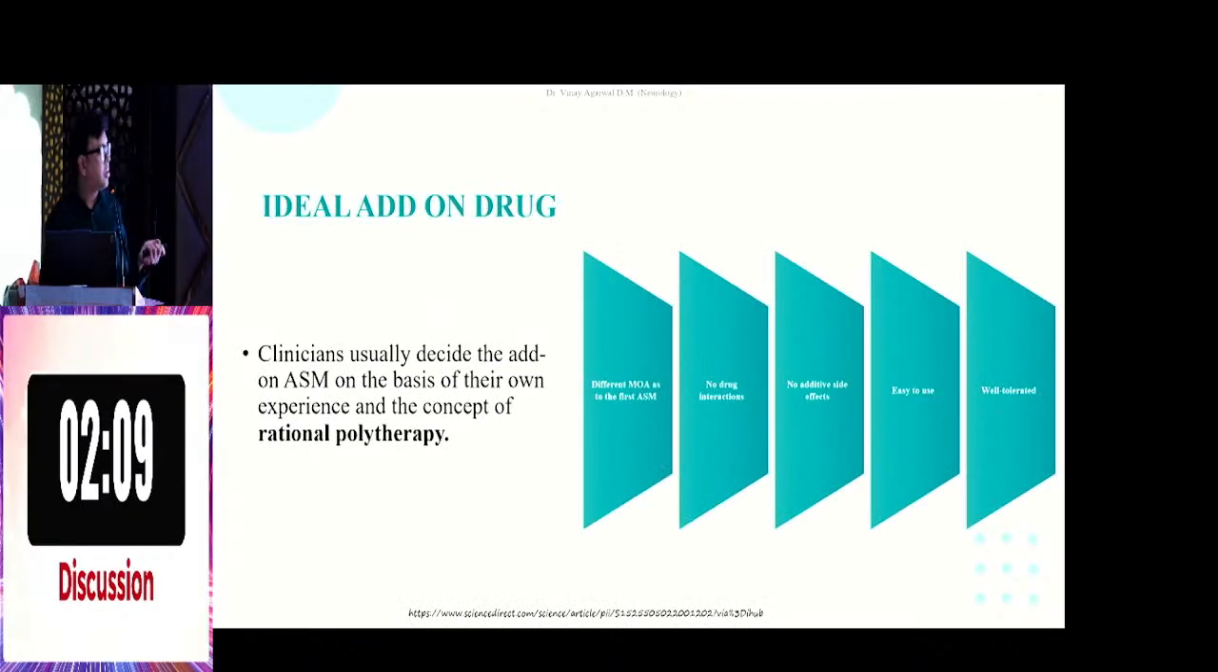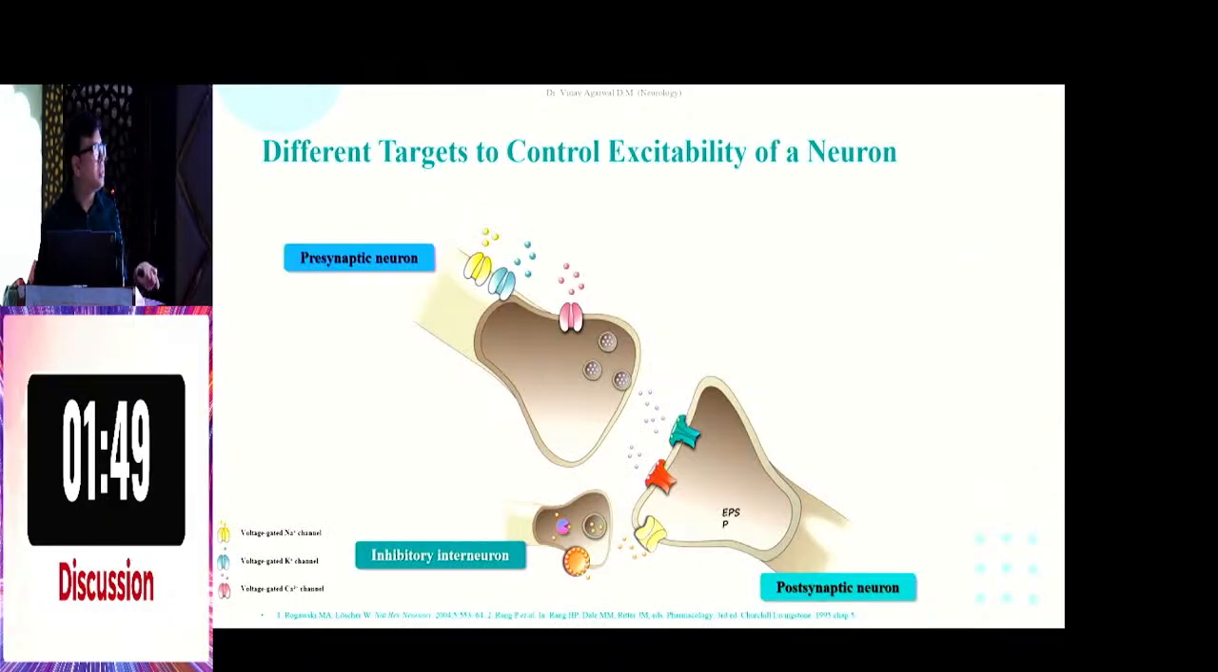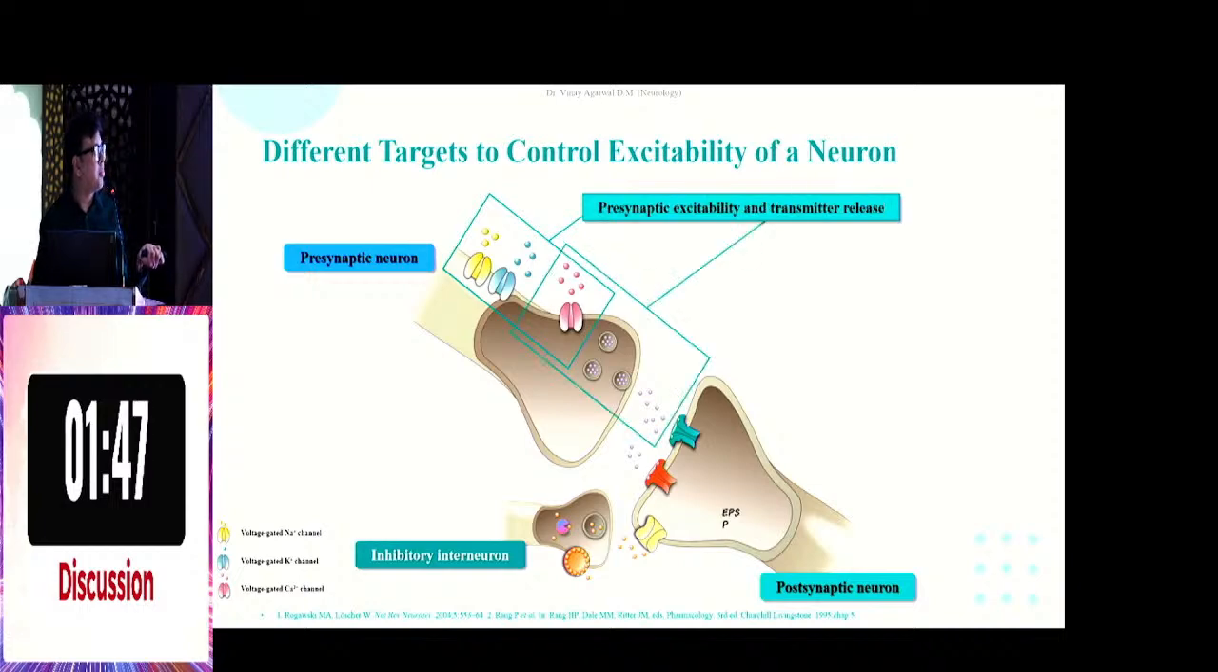To achieve this goal, we should use drugs with different mechanisms of action, not from the same mechanism of action. And we should definitely know the mechanism of action of at least 4 to 5 drugs which you commonly use. You can't prescribe without it. Ideally: no or minimal drug interactions, no additive side effects, easy to use and well tolerated. This may look a bit complex, but it is very simple.